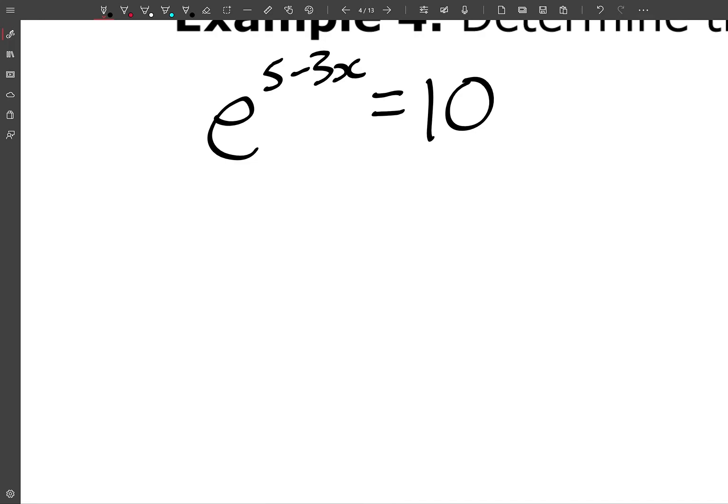So what I'm going to do is I'm actually going to rewrite this using natural logarithms. So I'm going to say ln of e to the 5 minus 3x. I'm just going to take the natural logarithm of both sides. Oh, wow, I wrote that as an exponent. I don't know why. Natural logarithms can't have exponents. That's not a thing.